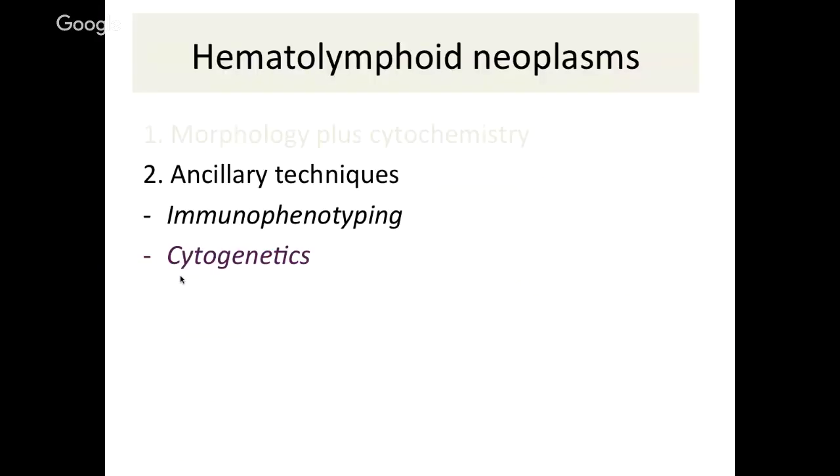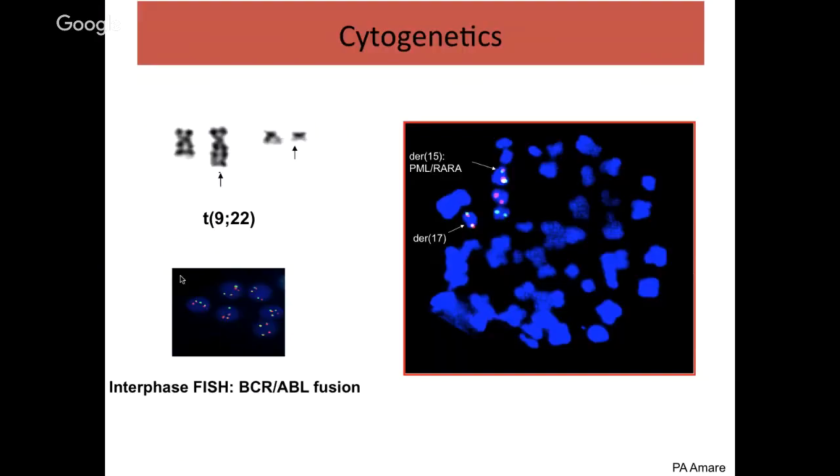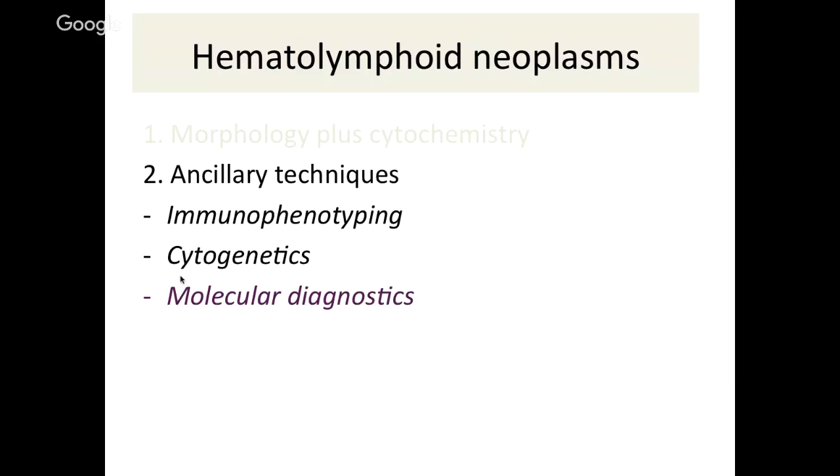The second common ancillary technique is cytogenetics, which is extremely important for risk stratification. We do conventional karyotyping, where you study 23 chromosomes, or you do FISH for the common markers, like 9;22. In AMLs, we have 8;21, translocation 15;17, inversion 16, common markers. Then the third technique is molecular diagnostics, now at the genetic level.